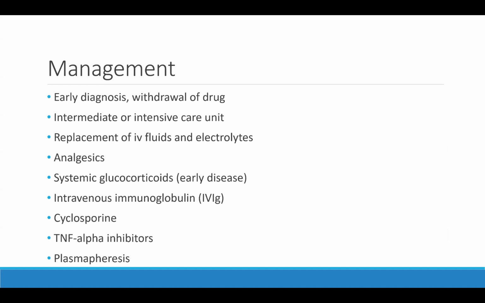Management of SJS-TEN: you need to diagnose the condition early and withdraw the offending drug. Place the patient in the intermediate or intensive care unit. Replace IV fluids and electrolytes. The patient will need analgesia. In early disease, you can use systemic glucocorticoids. However, later in the disease course, this can lead to more morbidity and mortality. Other treatment options are IVIG or intravenous immunoglobulin, cyclosporin, TNF-alpha inhibitors, as well as plasmapheresis.